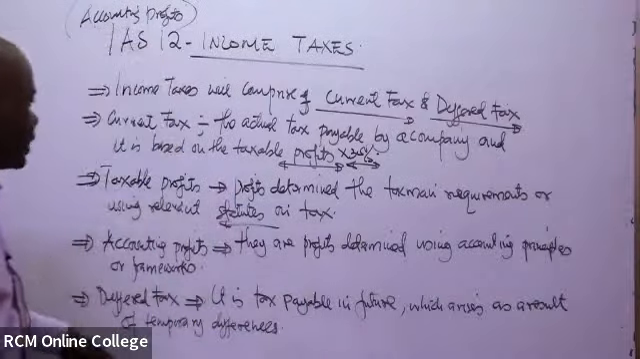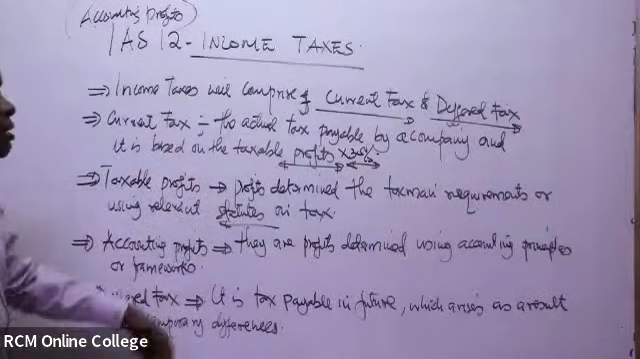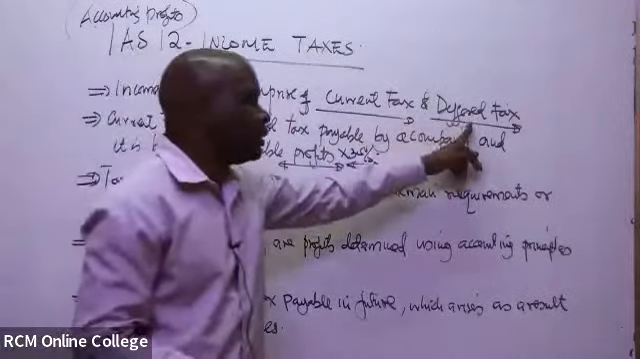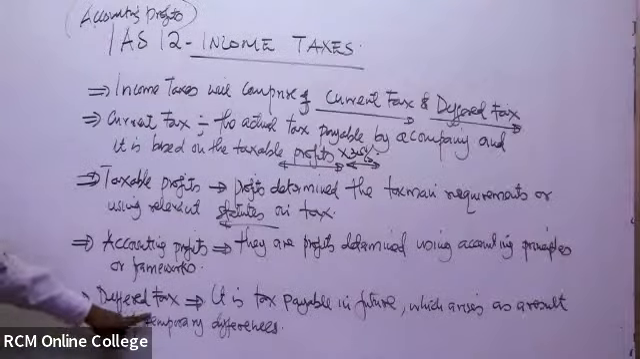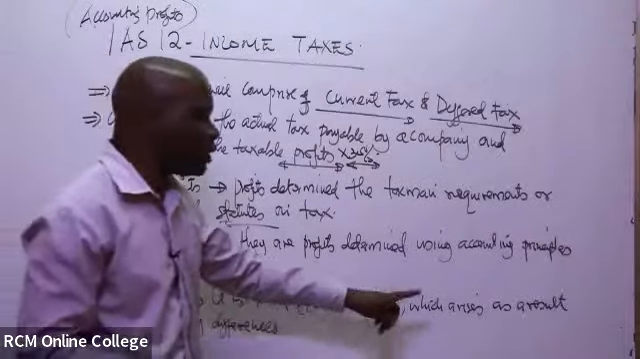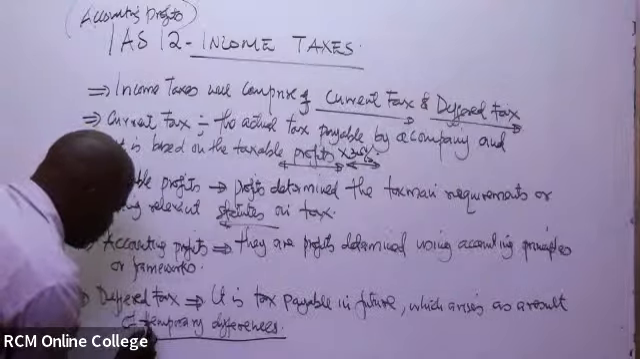So we're saying the current tax is the tax obligation or liability in the current year. But in this case, the deferred tax is the obligation that you'll likely be called upon to pay to the taxman in future. You'll have to pay it in future. So this deferred tax is tax payable in future, which arises as a result of what? Temporary differences. You can underline this one, temporary differences.